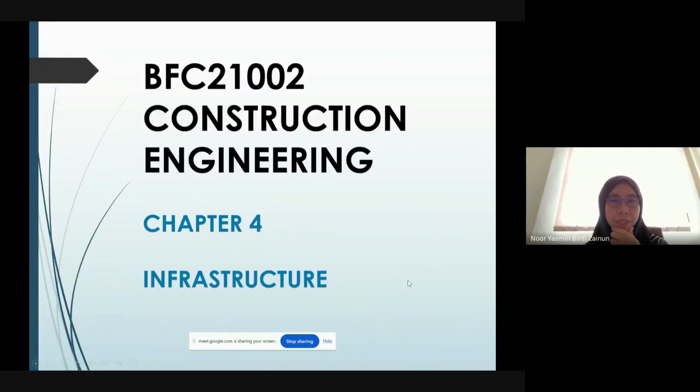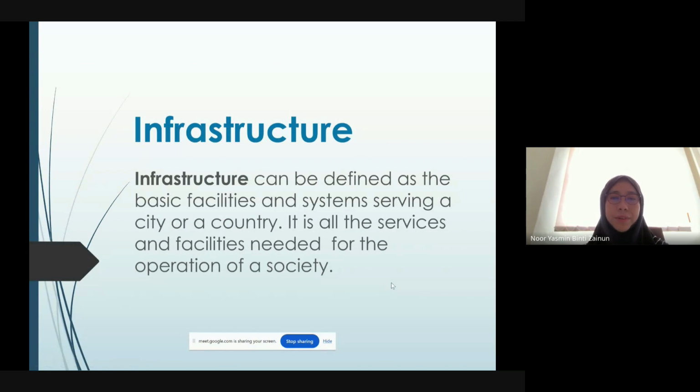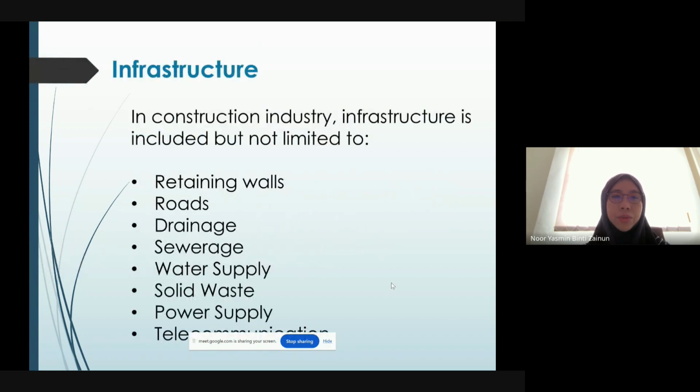Morning. Our next topic, chapter 4 on infrastructure. So what is infrastructure? Infrastructure can be defined as the basic facilities and systems serving a city or a country. It is all the services and facilities needed for the operation of a society. So the infrastructure includes retaining walls, roads, drainage, sewerage, water supply, solid waste, power supply, and telecommunication. So all this is infrastructure in the construction industry.